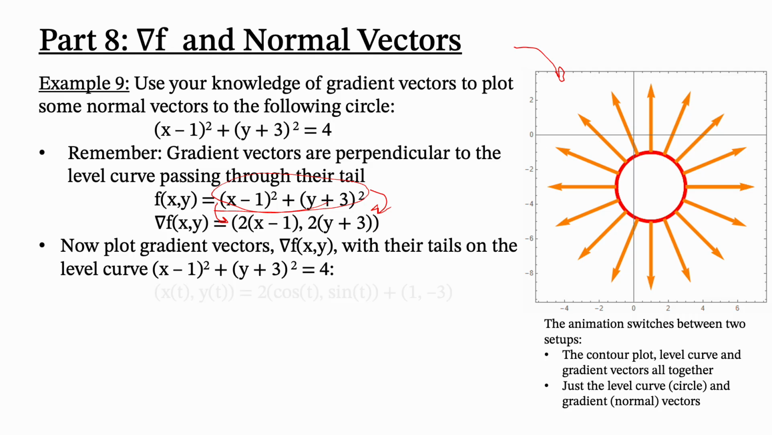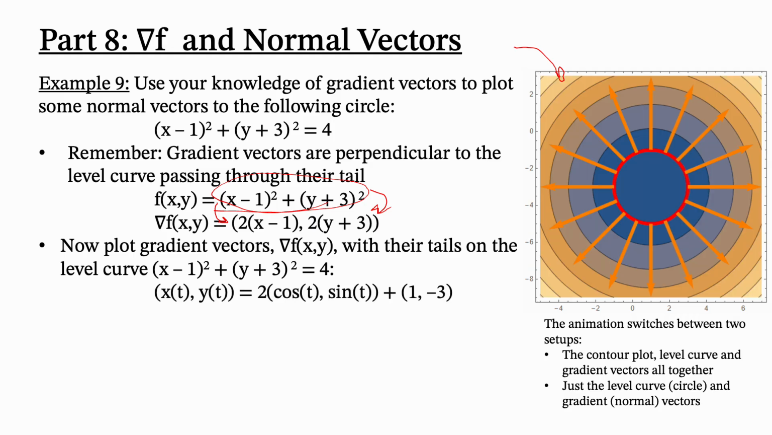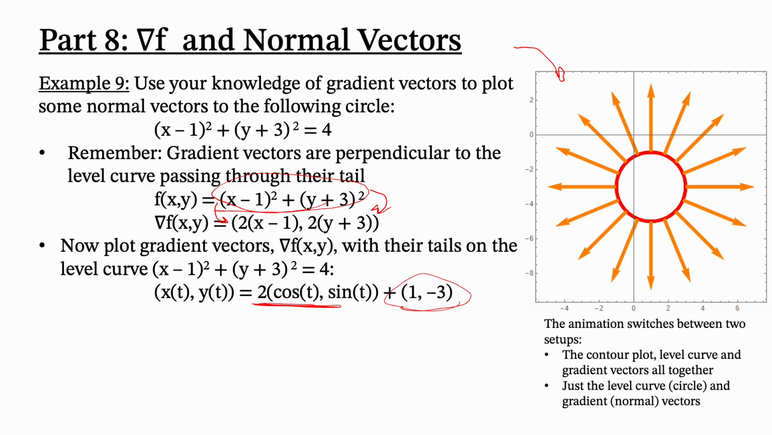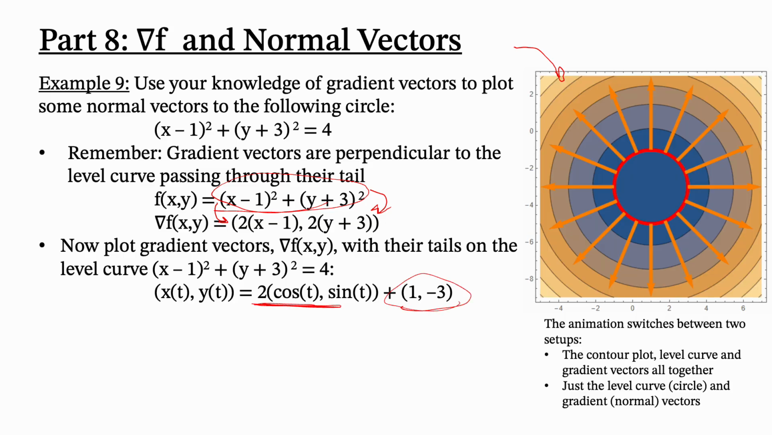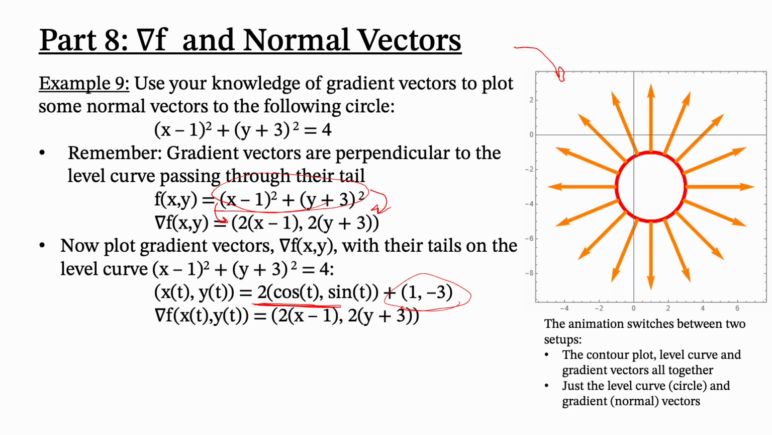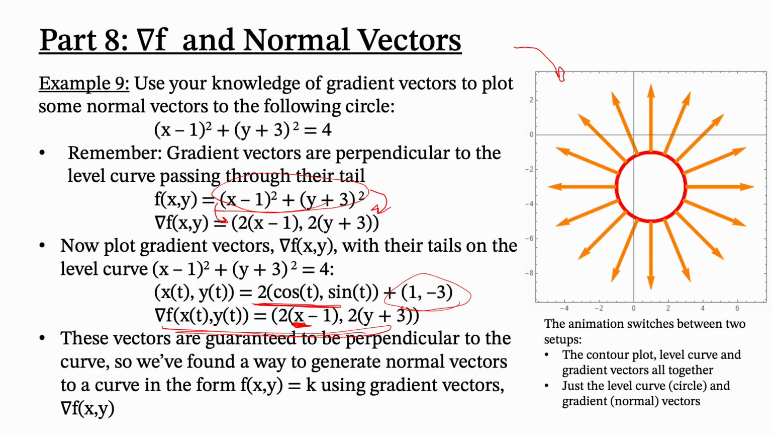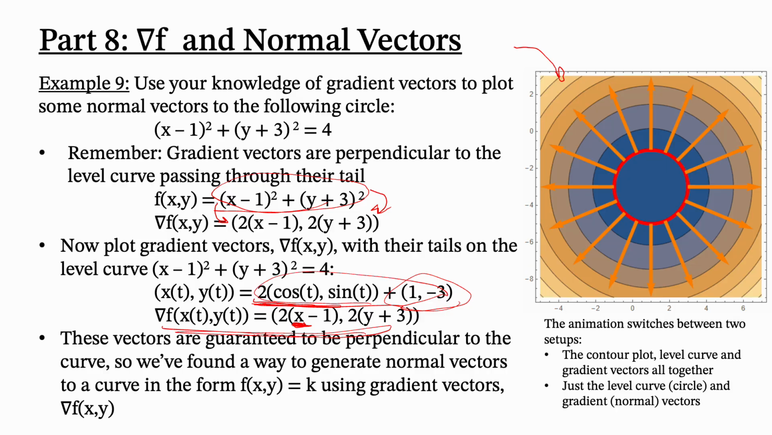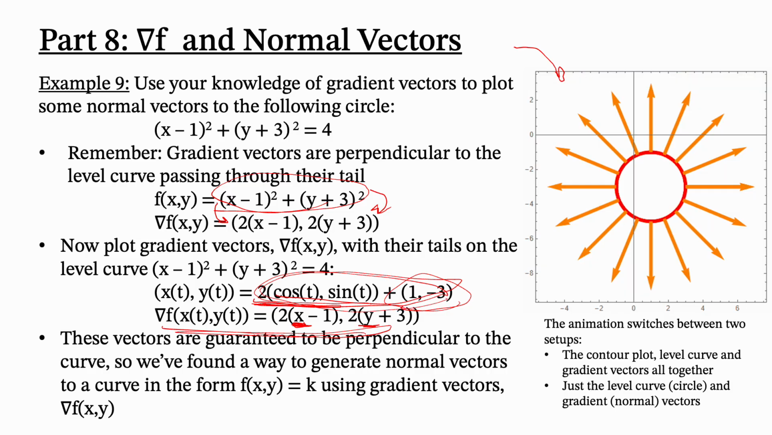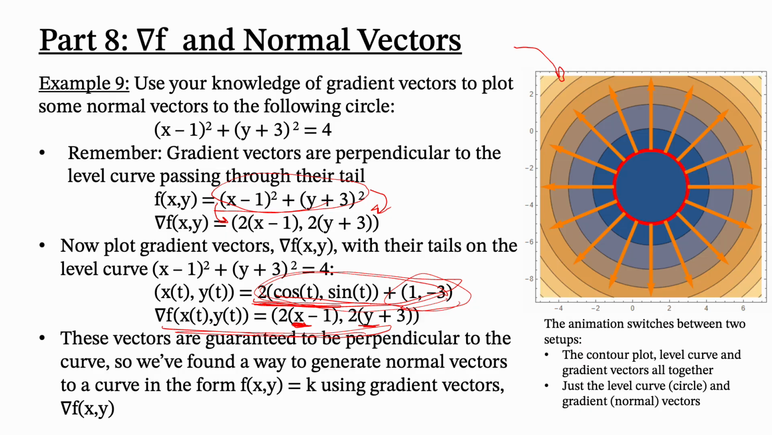with their tails on our level curve, all we have to do is parameterize our level curve. Well, it was a circle of radius 2 centered at (1, -3). So there's an x(t), y(t) describing our level curve. If we plug that into our gradient vectors, here it is. For x we put in the x component of this, and for y we put in the y component of this, and you let Desmos plot that, you get these orange vectors.